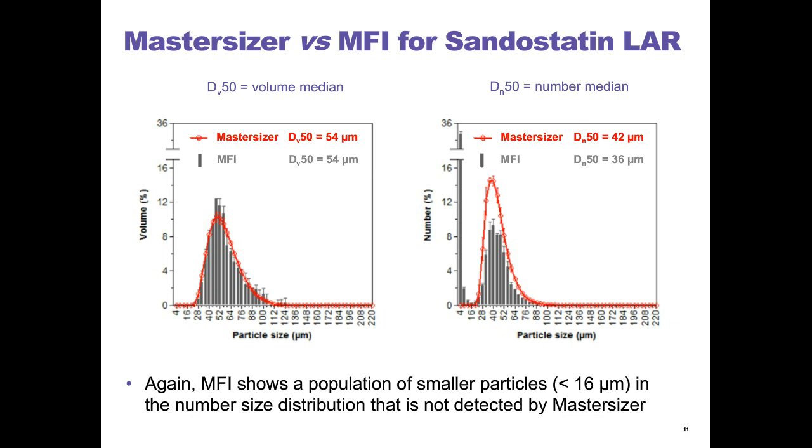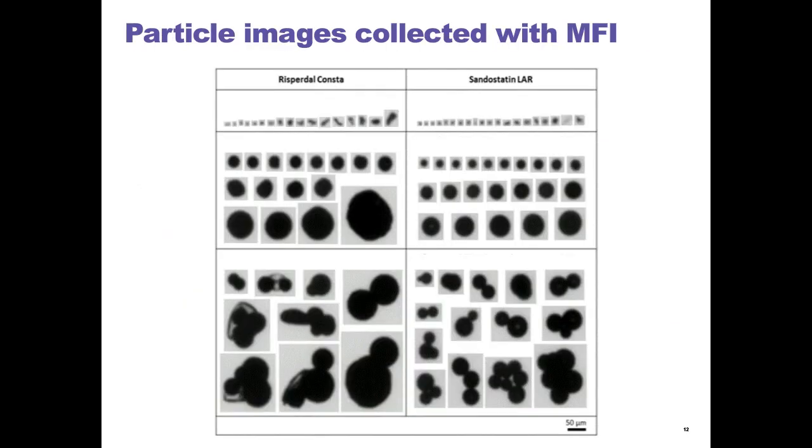Another clear advantage of MFI over Mastersizer is that MFI can collect particle images of the two commercial products. By eye, one can already distinguish different particle populations. The top row shows some examples of small particles that were detected in both products. The particles in the middle row are individual microspheres with sizes that correspond with what is reported in literature. Microspheres in Risperdal Consta on the left appear less spherical and slightly more rough and irregular than the microspheres in Sandostatin LAR on the right, which may reflect differences in formulation and process parameters between the two products.